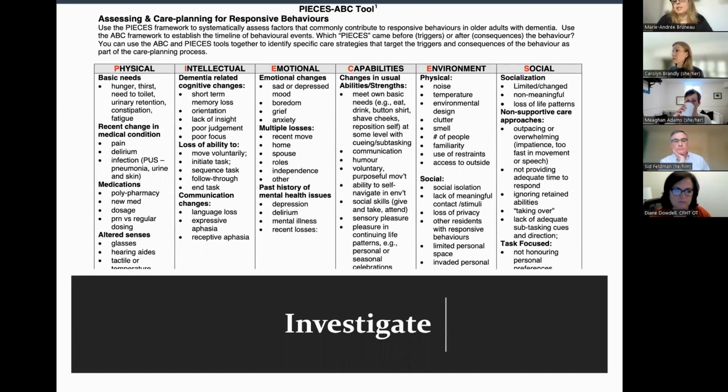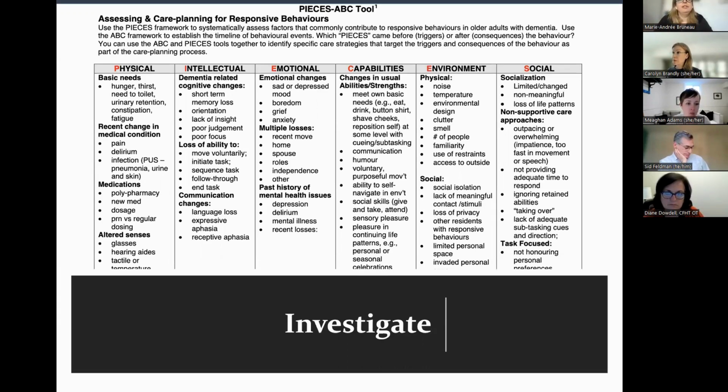So, physical causes. Is it because the patient or the resident lacks some basic needs, the caregiver does not answer the basic needs like hunger or thirst or need to go to the toilet? Is it because of a recent change in medical conditions, delirium, for example, side effects of medication, altered senses? Sometimes in long-term care, people are losing their glasses or their hearing aids. Well, they can be agitated because they lose another sense that could give them cues to approach the environment they are living in.